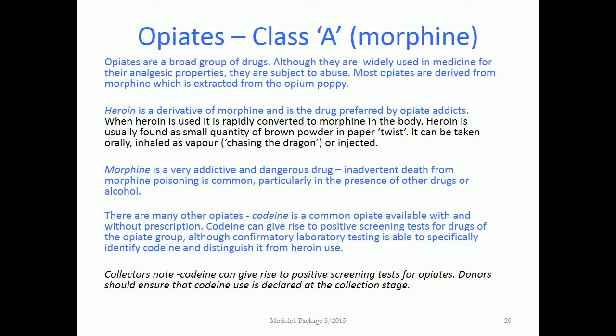Opiates, Class A, morphine. Opiates are a broad group of drugs. Although they are widely used in medicine for their analgesic properties, they are subject to abuse. Most opiates are derived from morphine, which is extracted from the opium poppy. Heroin is a derivative of morphine and is a drug preferred by opiate addicts. When heroin is used, it is rapidly converted to morphine in the body. Heroin is usually found as a small quantity of brown powder in a paper twist. It can be taken orally, inhaled as vapor, chasing the dragon, or injected.